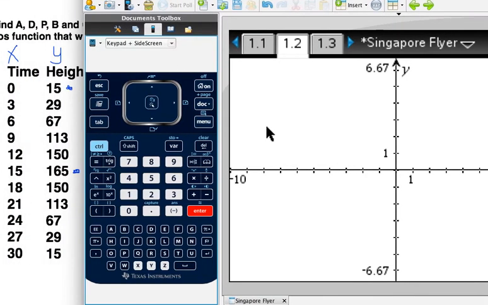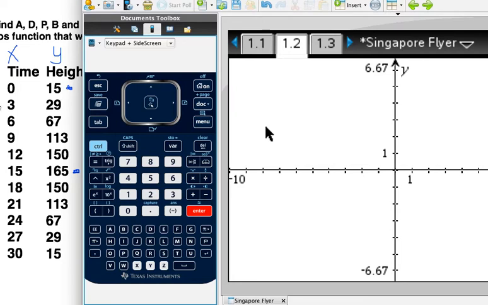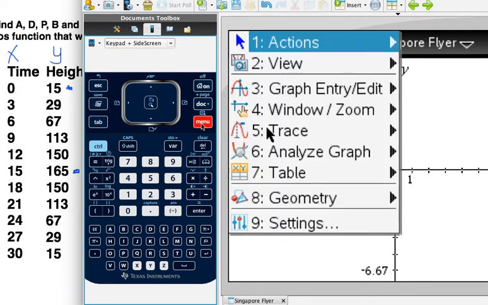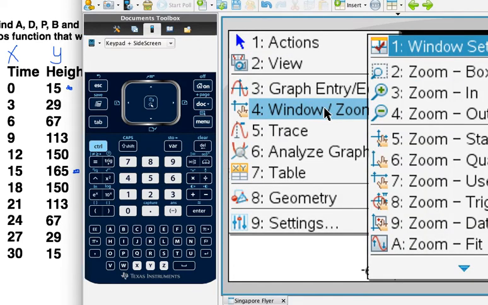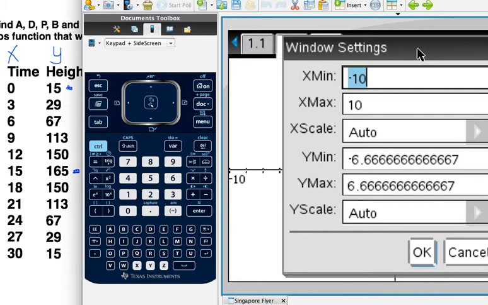Hopefully you guys remember how to change windows, and hopefully you remember to look at your information to help determine what type of window you'll need. Okay, so let's go ahead and set up our window menu, window settings. Your lowest time is 0.